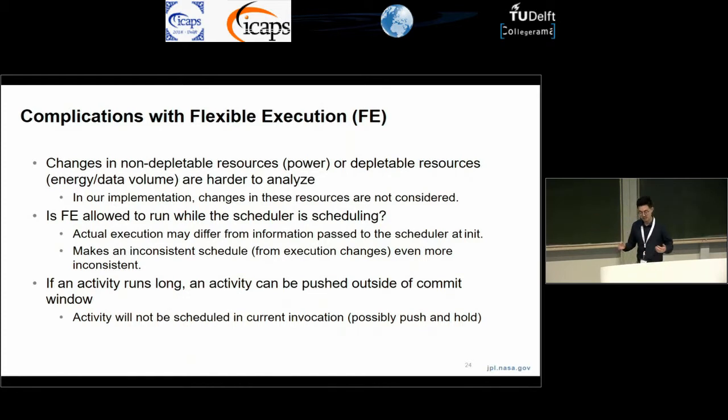So for our case, we actually just choose to ignore energy. And instead, we convince ourselves that the amount of energy that could change inside this commit window won't be enough to drastically affect our system. And then we add some padding to ensure that is the case. Also, flexible execution can cause even more inconsistencies in the schedule. As I said before, while the scheduler is running, execution variances can occur. Now, with flexible execution, you can pull activities around, and now the scheduler will be even more inconsistent.